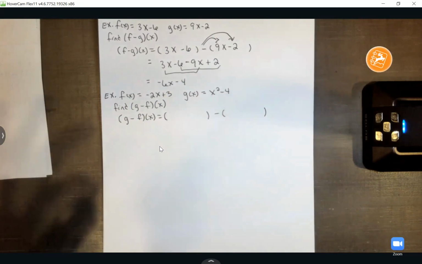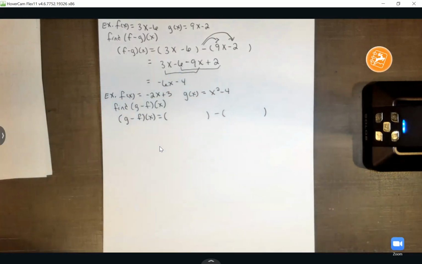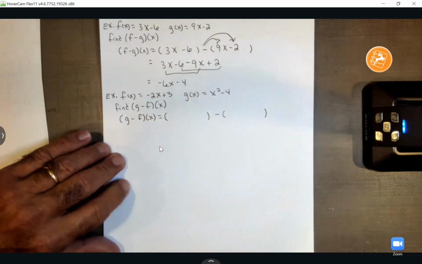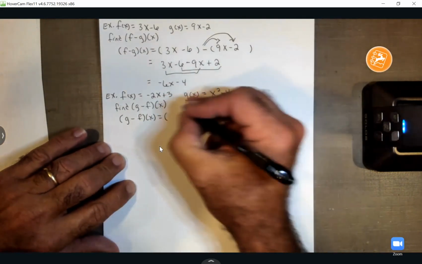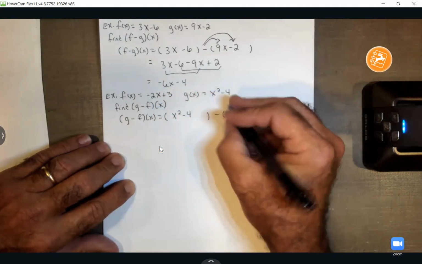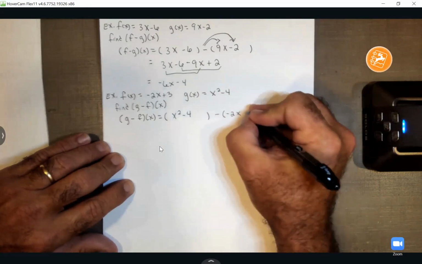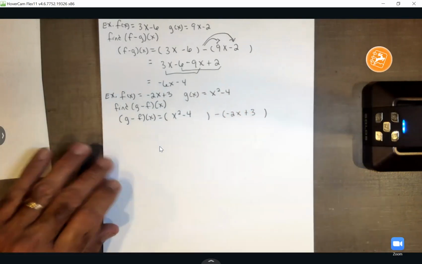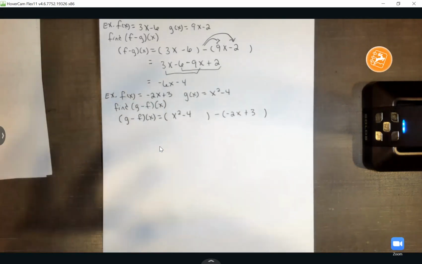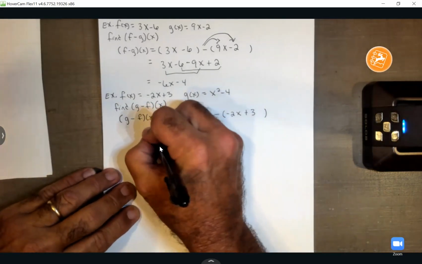So what would y'all put in the first parenthesis? X squared minus 4. Oh, I think y'all said it. Say that one more time. X squared minus 4. And then over here, I guess would be my negative 2x plus 3. Good job. So y'all watch them. They're going to try to reverse order on you sometimes, okay?